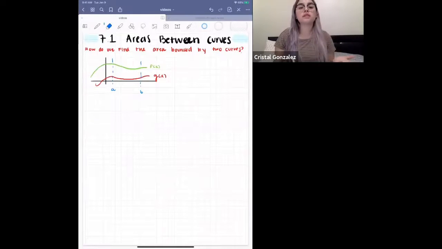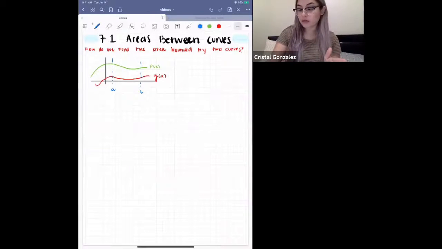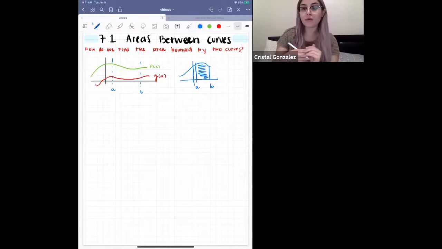Previously, when we were doing integrals, we knew that we wanted to find the area under a curve between two bounds A and B. Before, all we had was a simple curve like this, and we had a value A and a value B, and we found the area between that. And we said, in order to do that, we need to integrate this function and evaluate it at these bounds.